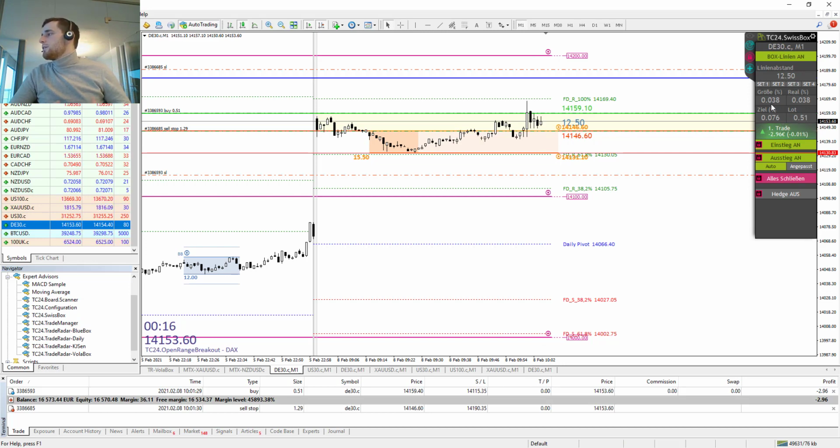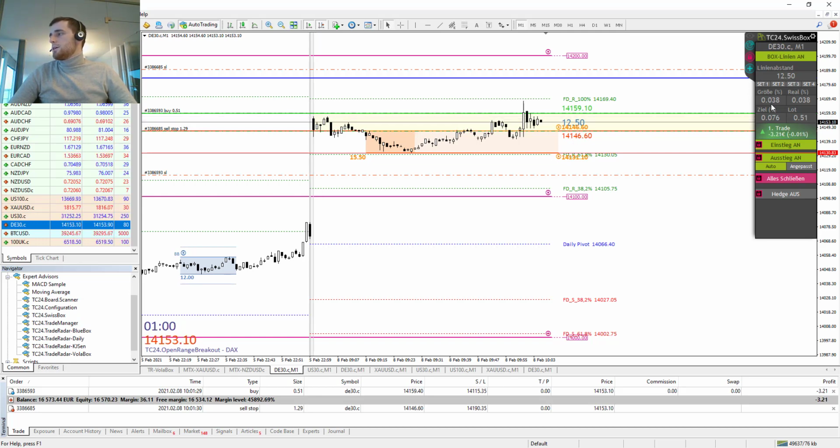So I have a desired profit of 0.06% per trade, per SwissBox trade. And I will reach this in 25 points away from my box. So in theory, I need a maximum of about 37.5 points of movement in either direction to be in and out of any SwissBox trade at any time. And as we know, the DAX travels on average around 120 points every day. So there's a lot of opportunity for us to be in and out of multiple trades.